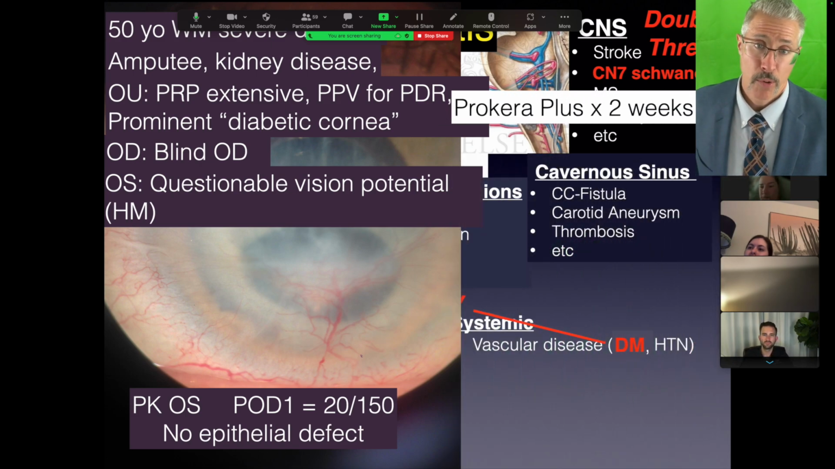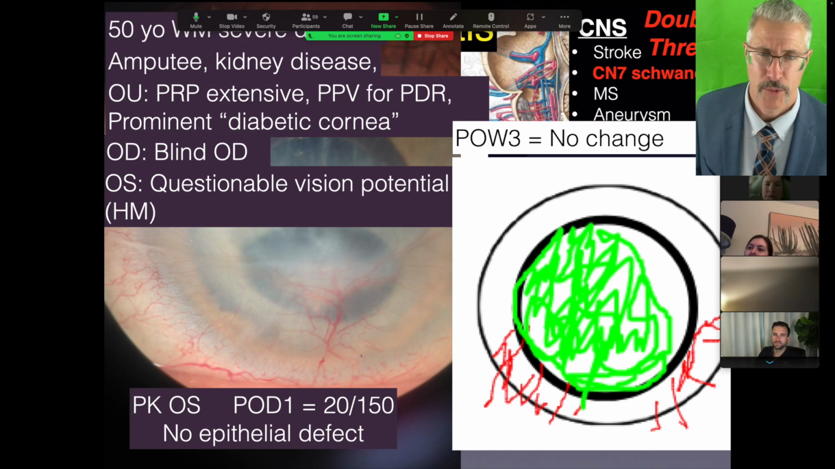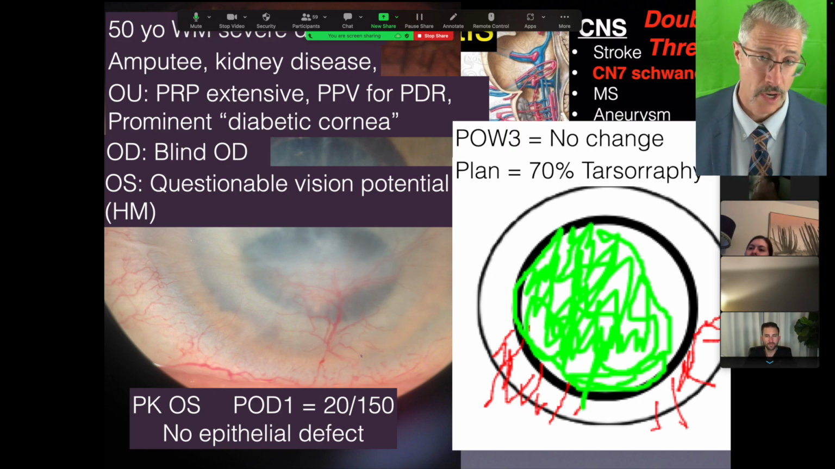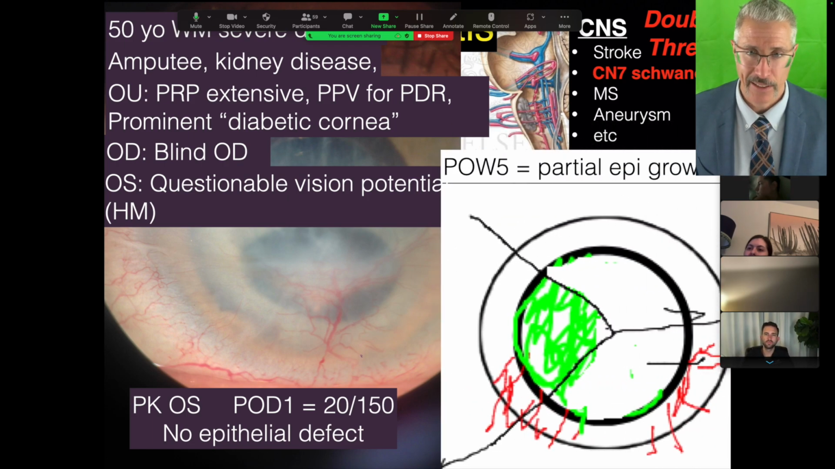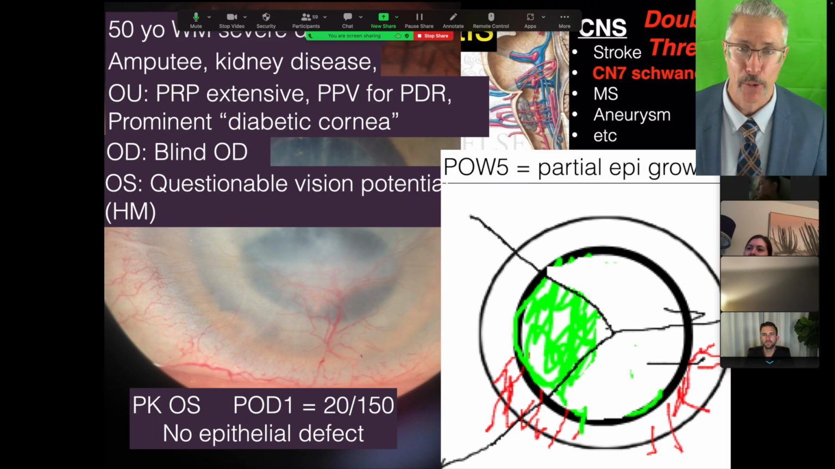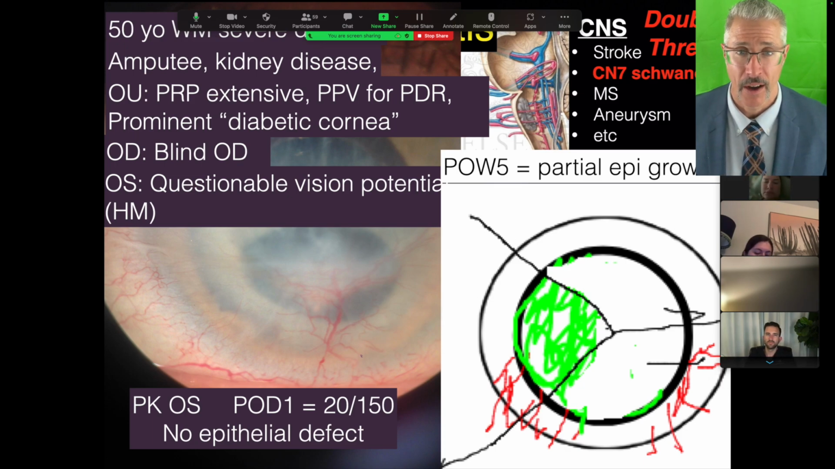And we give him a Prokera Plus for 2 weeks. No change. I'm trying to nurture this epi. Let's go, epi. I give him a tarsorrhaphy. Remember, the epithelial cells really don't want to be exposed, and they really don't want friction because they're trying to last. And we put a tarsorrhaphy in, boom. Exactly in the areas where the tarsorrhaphy is present, epi regrows. And exactly in the areas where it's exposed, cells shed and die.